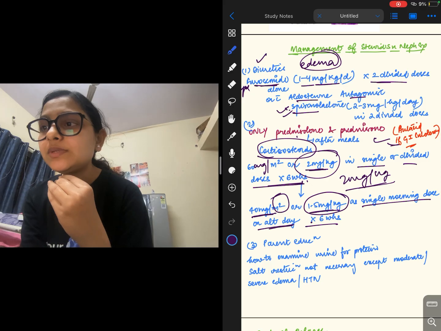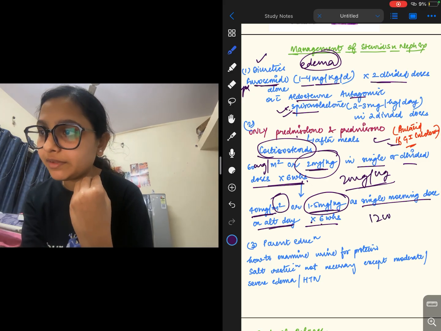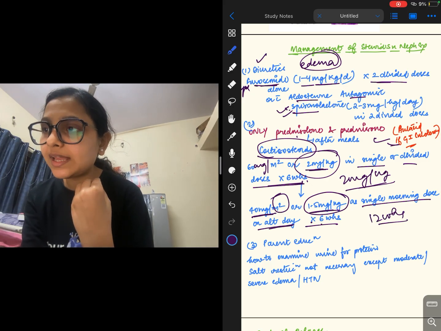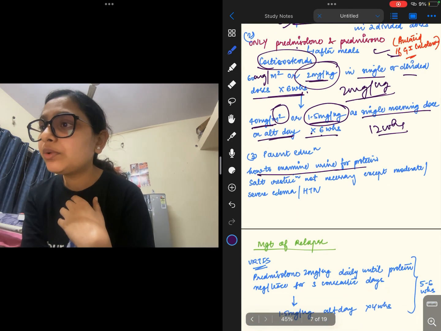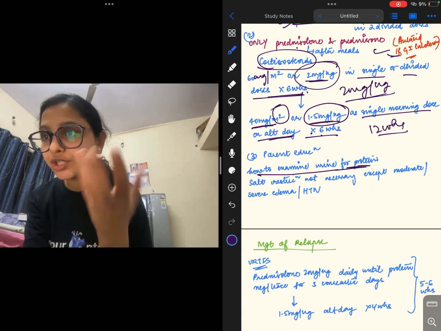So total 6 weeks. It is 12 weeks treatment you have given. This was daily, this was on alternate day. Then you should educate the parents on how to examine urine for protein. They should know the urine dipstick.